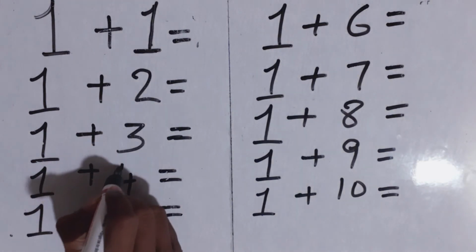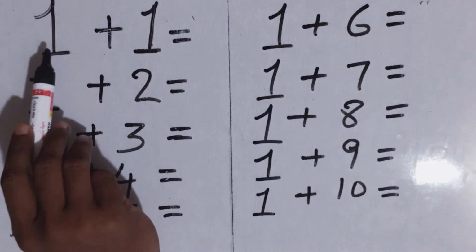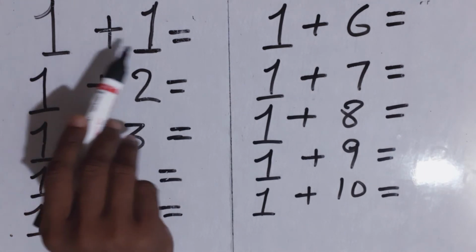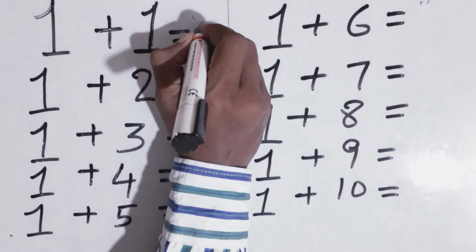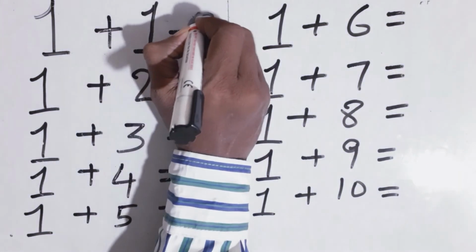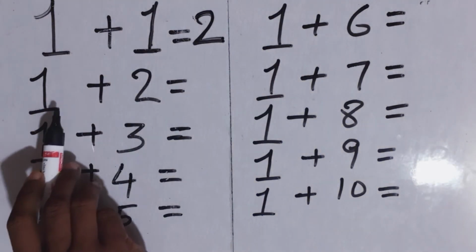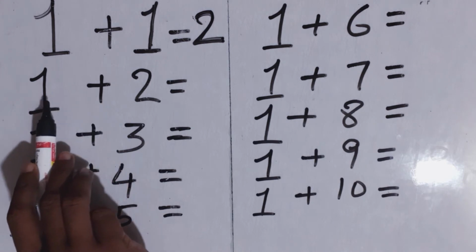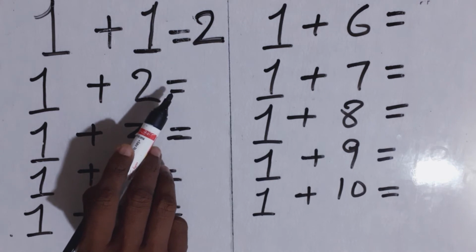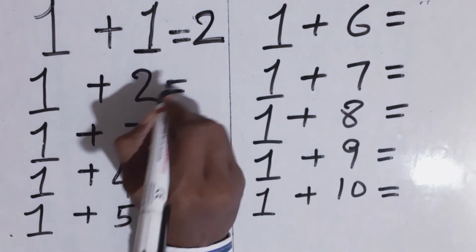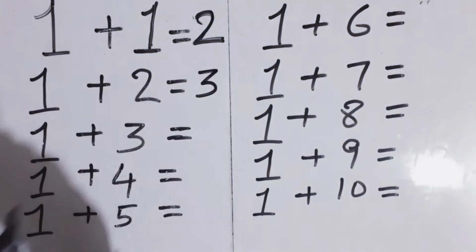Dear children, now you tell me the right answer. You tell me what is the answer? 1 plus 1. 1 plus 1 is equal to 2. Write the answer here, 2. Now tell me the right answer. What is the answer? 1 plus 2 is equal to. Write the answer here. 1 plus 2 is equal to 3.